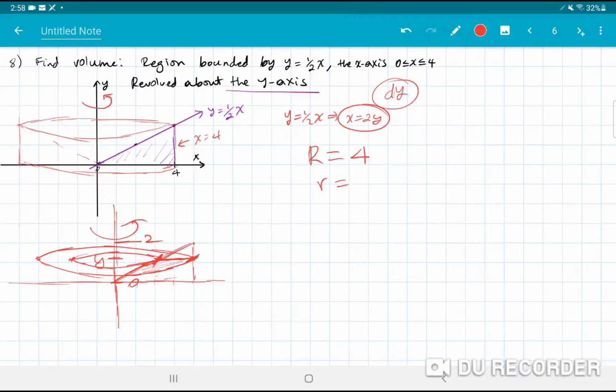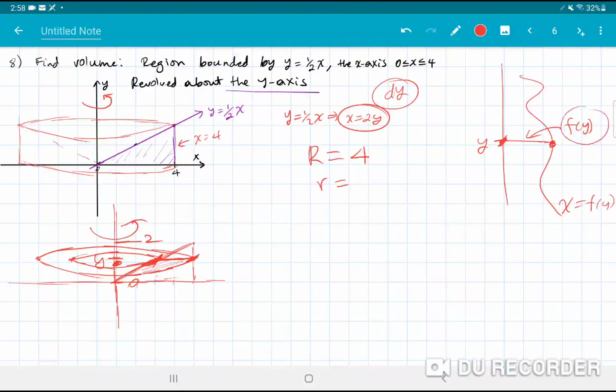Wherever y is, the big radius is 4, whereas the little radius is from the y-axis to this point. And I think I mentioned this in class. I'm going to say that again here. If you have a function given as x equals f of y, and you pick a point y on the y-axis, the distance from the y-axis to the point on the graph is f of y.